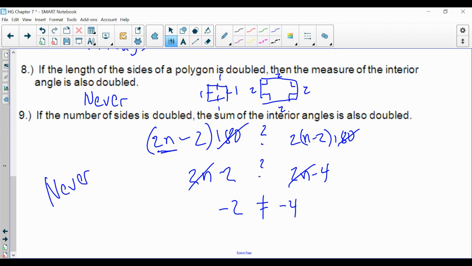You can try all you want. You can do it with some examples, right? You can try thinking about a triangle, plugging it in, and then trying it with a hexagon, and you'll see that you definitely do not get the double of the interior. Okay, so there you go, and hopefully those explanations make sense.